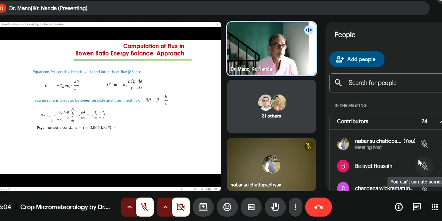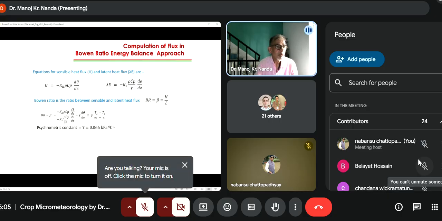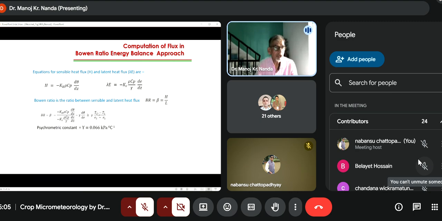I first compute the beta. For that computation, you take the ratio of these two, and most of the things are cancelled because under neutral condition, KH is the same as KW, as you know. Cp cancelled, rho cancelled, only psi is remaining and delta z cancelled, and you are getting psi into d theta by de, or psi into T2 minus T1 by e2 minus e1.